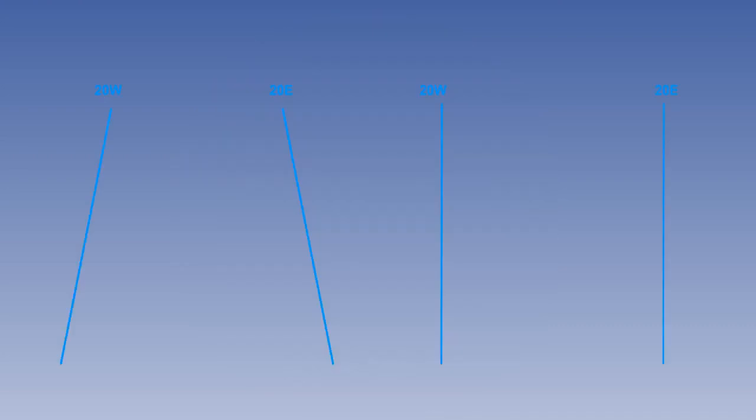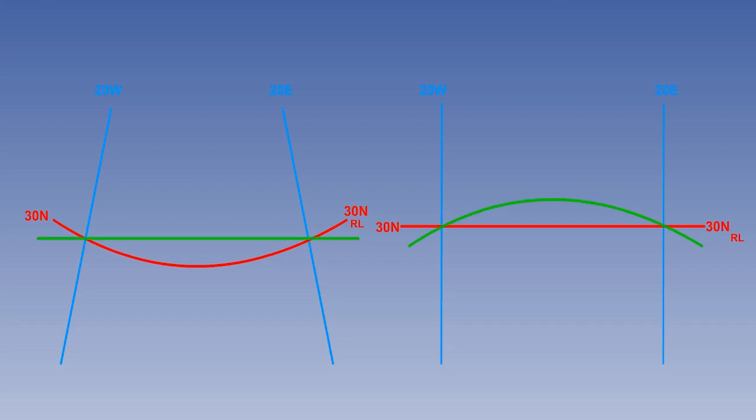Imagine 2 meridians, let's say 20 west and 20 east, separated by 40 degrees of longitude. The parallel of latitude of 30 north forms a rhumb line joining them. The same 2 points are joined by a great circle. By how many degrees will the great circle track angle change?